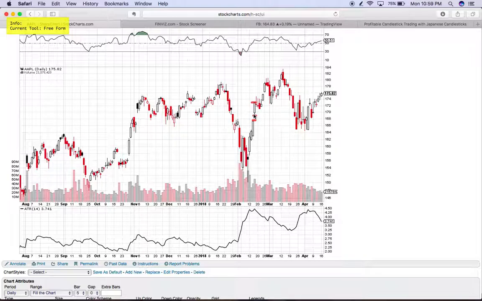So the daily range would be, and I'm just guessing here, about 169 to about 171. But the true range for this day would be from 168 to 171. So it's a $3 true range and about a $2 daily range. So the average true range basically just measures the range from the high to low over a 14-day period.